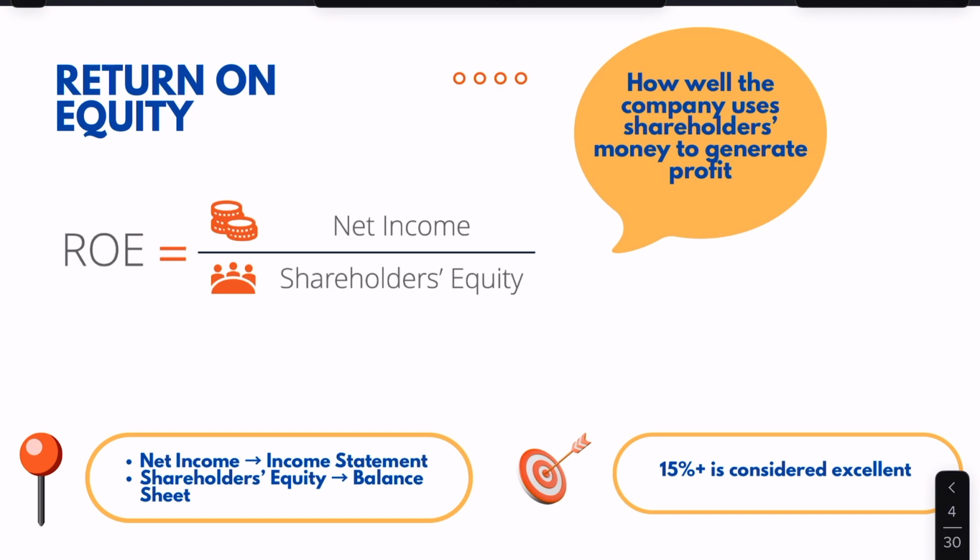So let's say Netflix makes 5 billion in net income and shareholders have invested 20 billion. So this would give you an ROE of 25%. This means that Netflix is making 25 cents of profit for every dollar that is invested by shareholders, and this is not bad at all. High ROE can often signal great management and a strong business model.